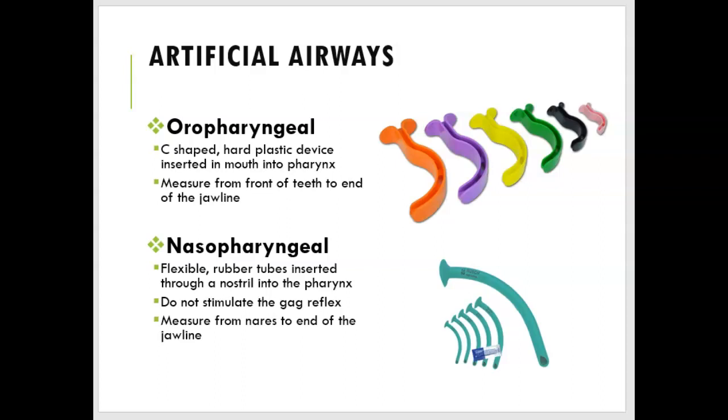Nasopharyngeal airway is called a nasal trumpet. It's a very flexible rubber tube that is inserted through the nostril and again keeps the airway open. It goes into the pharynx.